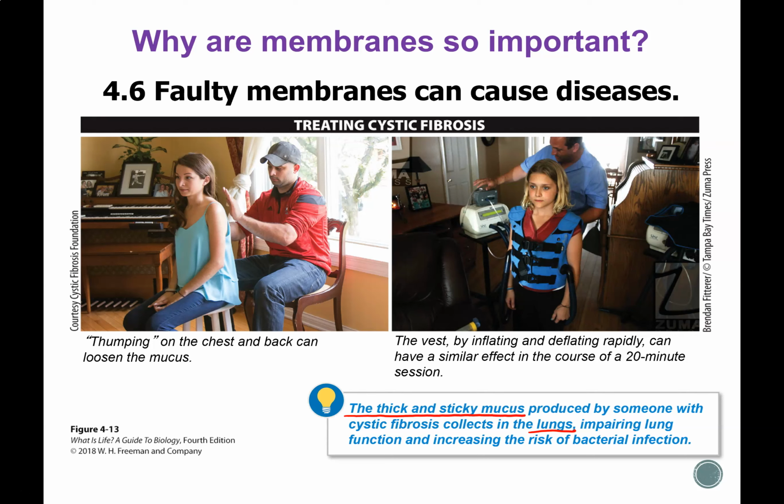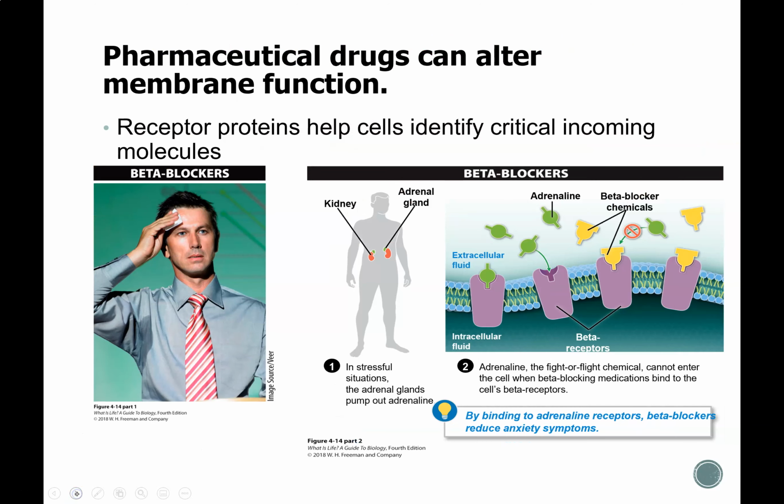So there are lots of other examples of cellular diseases. We can't go through all of them here. But this is one example of how a faulty membrane can cause disease. So we need proper structure in our membranes so that our cells can perform proper functions. Another reason that they're important is that pharmaceutical drugs can alter membrane functions.